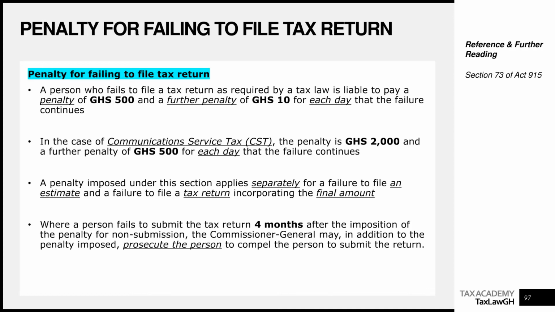And the last point to make here is where you fail to submit your tax return 4 months after they impose penalty on you, the Commissioner General may use other means such as prosecution to compel you to submit your return. So let's pause here when it comes to the penalties. Obviously, these are the basic penalties and interest amount. The law provides for others, and we will cover those in a series we'll call Advanced Tax Administration. So under the Advanced Tax Admin series, we'll cover the very detailed tax admin concepts that you need to know. Alright, so for now, let's pause here.